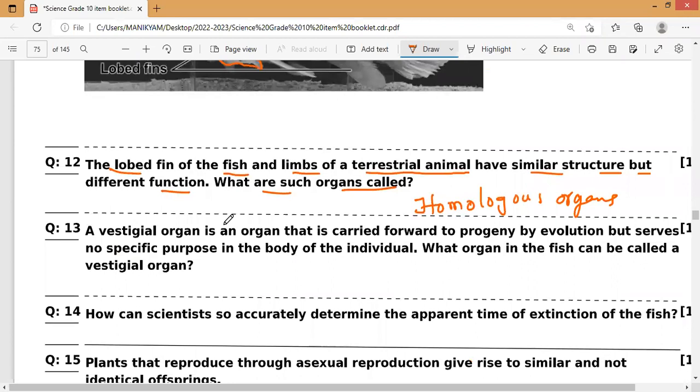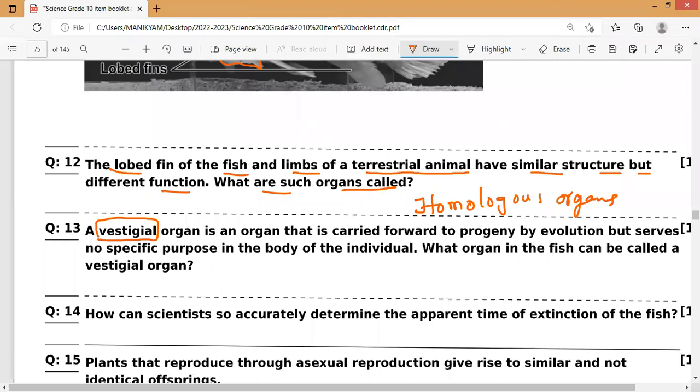Next, vestigial organ. What do you mean by vestigial organ? So many times I have taught this. Sir, located outside of the body. Vestigial organs means organs which do not have any function in present life. Yes or no? Our body also presently has one organ which does not have any function. Anybody?